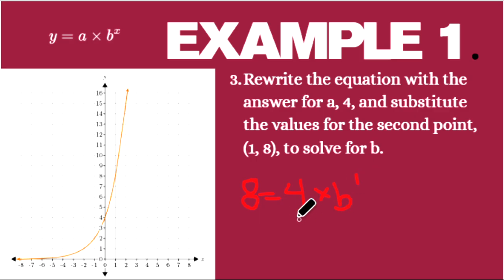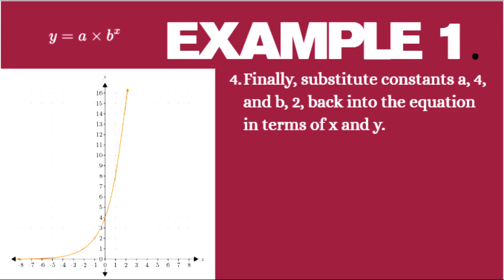So we have 4b. We're going to divide both sides by 4 because we're trying to get b by itself, which means that b is equal to 2. So now we have our value for b.